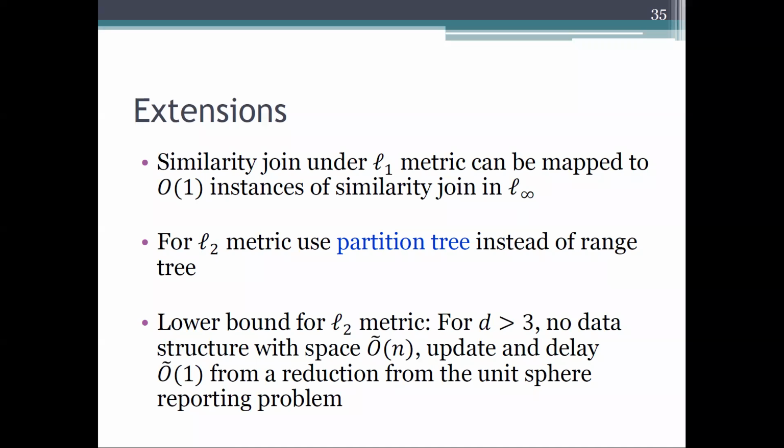As I mentioned earlier, we can show a lower bound for the L2 metric, saying that for d greater than 3, we cannot hope to get a near linear space data structure with constant update and delay. We prove it by a reduction from the unit sphere reporting problem, where given a set of points in d dimensions, the goal is to construct a data structure so that given a query unit sphere, we report all points in the sphere efficiently.